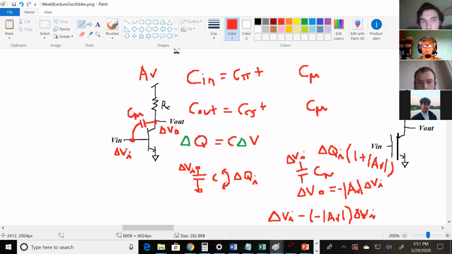So what happens is, if I'm on the input and I'm just trying to change this much, because the other side's moving, on my side, that looks like a giant capacitor. I had to throw so much charge on it just to move up delta VI, because the other side's moving away from it. The amount of charge I had to put on it makes it look like it's a capacitor of size AV C mu.